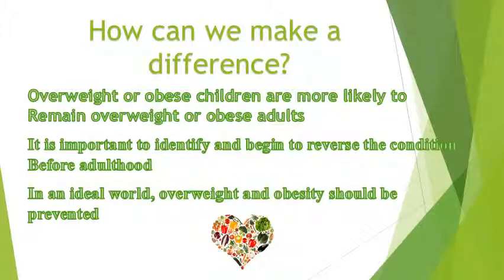Overweight or obese children are more likely to remain obese as adolescents and become overweight or obese as adults. About 80% of obese adolescents will become obese adults. Being obese as a child or adolescent increases the risk of a range of diseases and disorders in adulthood, regardless of whether the adult is obese or not. It's important to identify and start to reverse the condition before children become adults. Ideally, overweight and obesity should be prevented. This is why educating students on obesity at such a young age is so important.